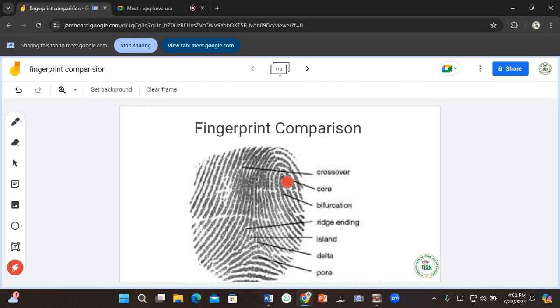Then we have delta. Delta is that triangular area where you have a change of direction in the pattern. So this is our delta here.